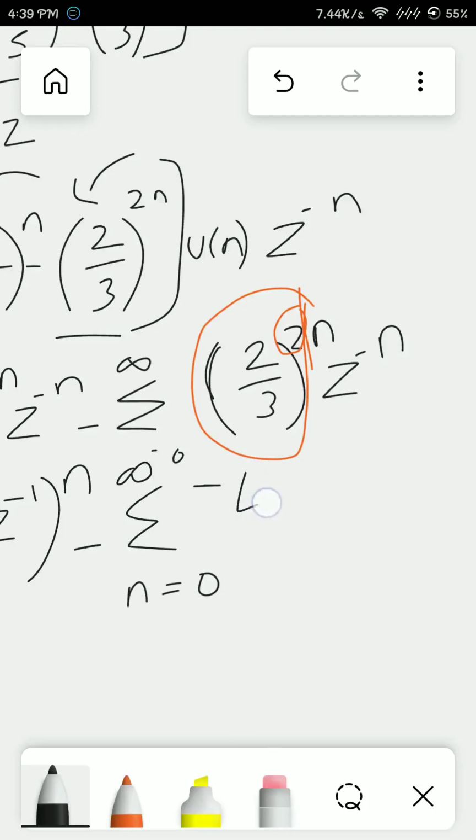It is 2 2s are 4 and 3 3s are 9. So that is (4/9)^n. You get it, right? So that is what you are going to do. It is the sum of (4/9)^n z^(-n), or I can say it is ((4/9) z^(-1))^n, I can say, right?